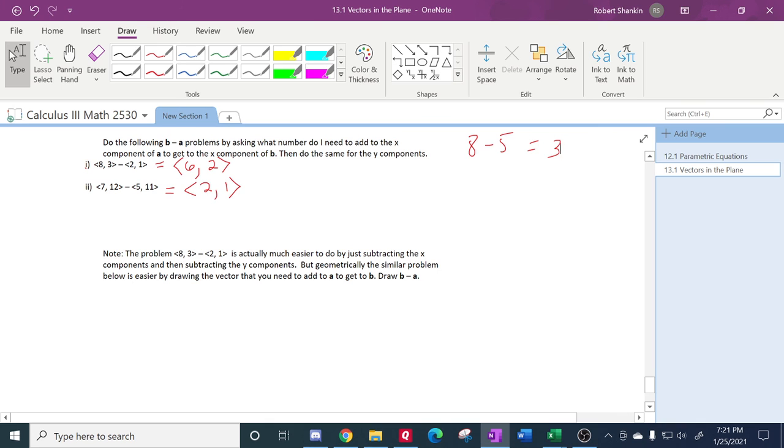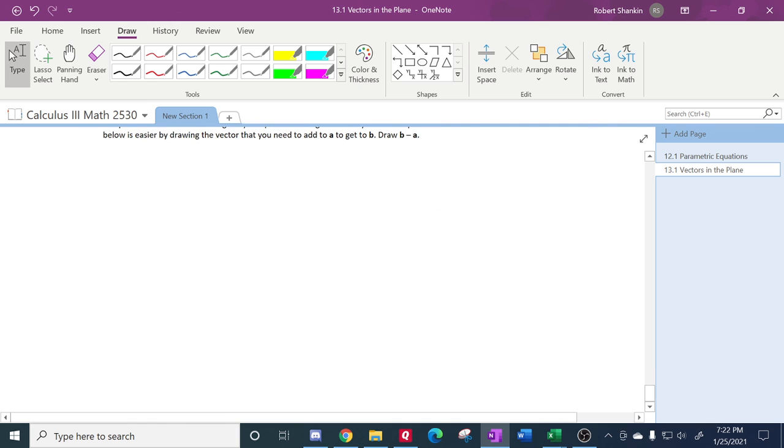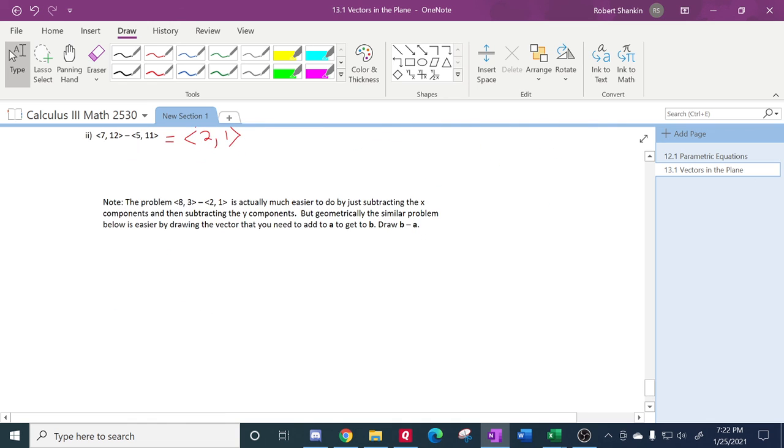All right. And note, the problem: vector (8, 3) minus the vector (2, 1). It's actually much easier to do by just subtracting the x components, subtracting the y components. But geometrically, the similar problem below is easier by drawing the vector you need to add to A to get to B. So draw B minus A, and what's missing is the picture. Let me draw the picture that was supposed to be here.